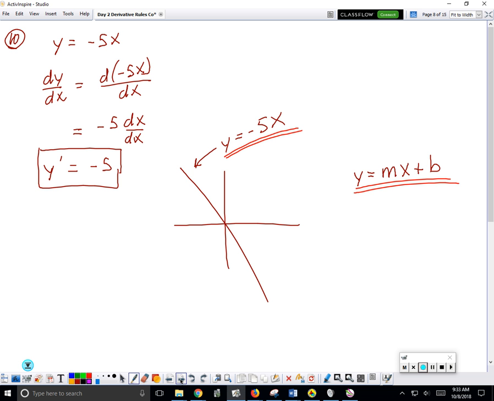Another way to solve this problem is to use the constant property. This is back to what Brendan said. Just say, hey, I've got d dx of negative 5x. So the negative 5 can come out. Give me negative 5 dx dx. That's 1, so just negative 5. Question? Solid?